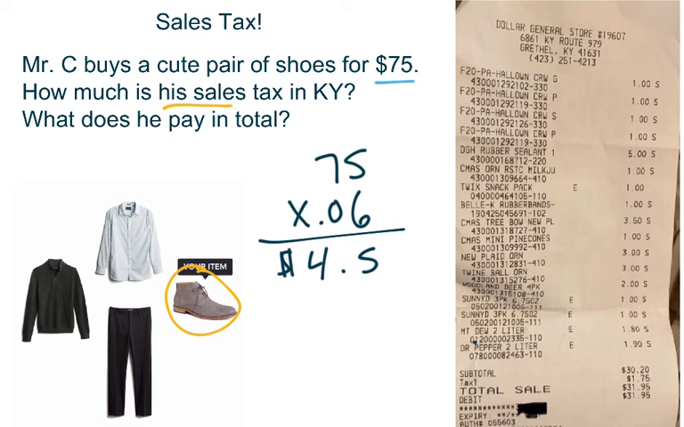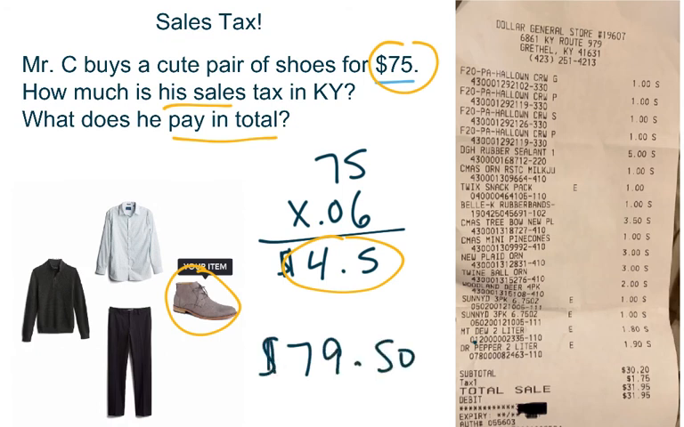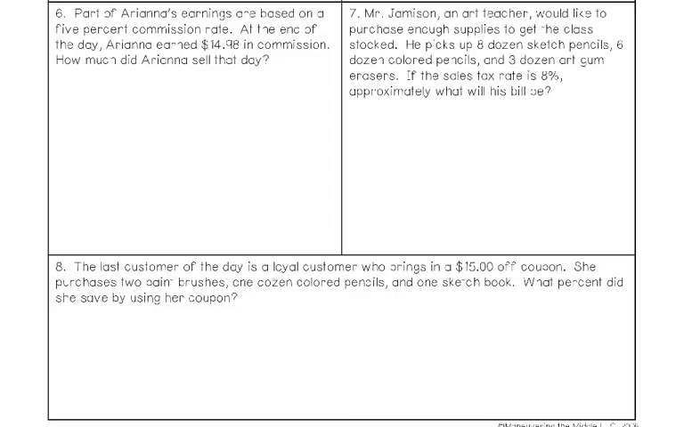So I have $75 to start with. That's what the pair of shoes costs. Kentucky's going to take $4.50, add it on to that, and they're going to take that for themselves. So then what I pay in total is the 75 plus the 4.50. That ends up being 79.50. So I barely have enough money to buy those shoes, but you better believe I'm buying those shoes. Look how cute they are.